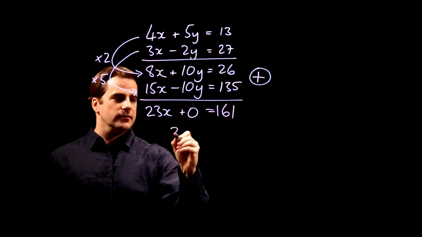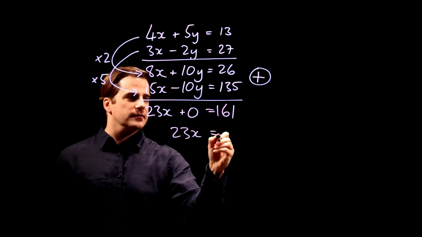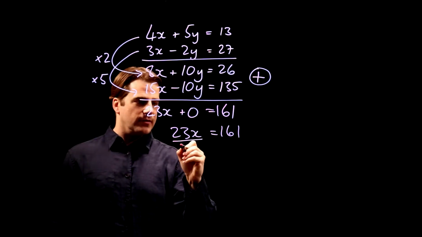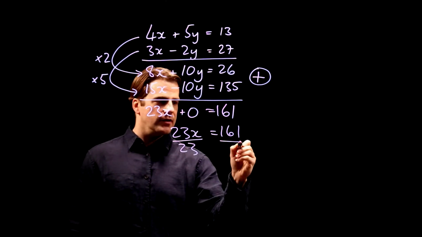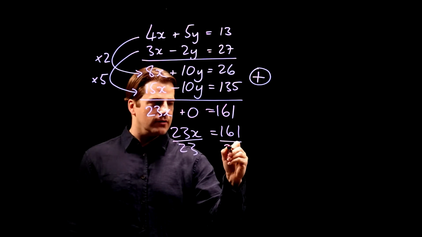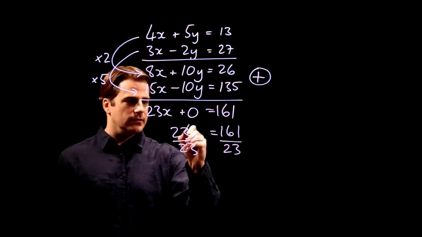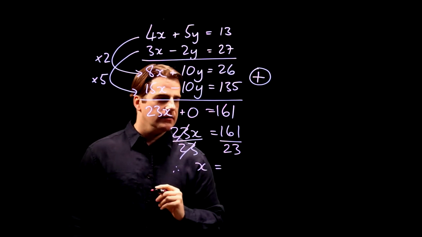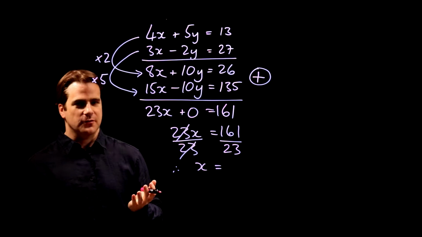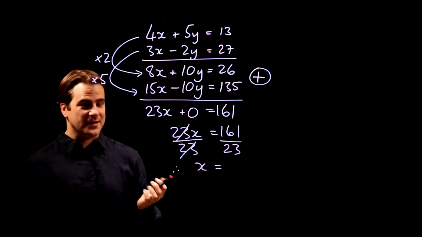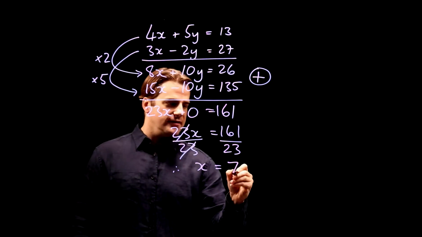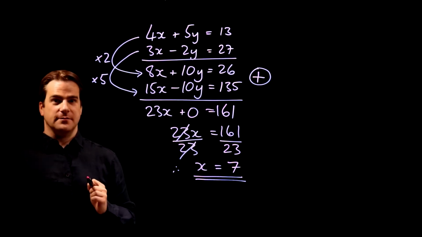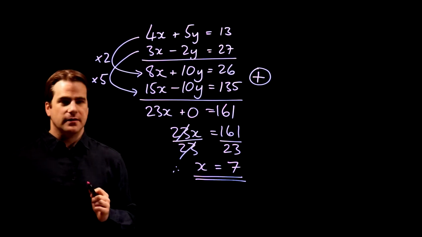So, in other words, just 23x is 161. Divide both sides by 23, and I bet you that 23 goes into 161 exactly. Therefore, x is, well, I can remember that it's 7 from the first half, so I know it goes in 7 times exactly. X is 7. There we go. See, I was right. Told you, we got the same answer. X is 7.